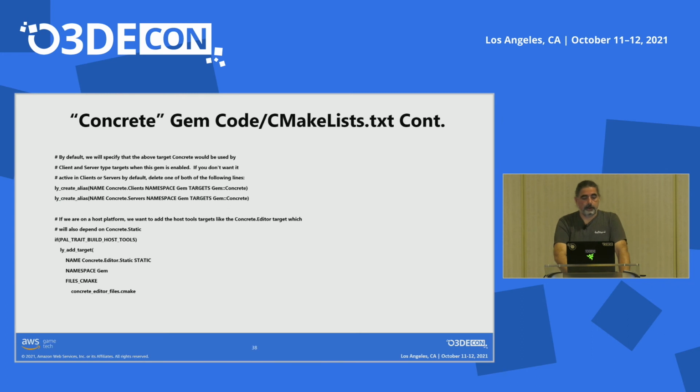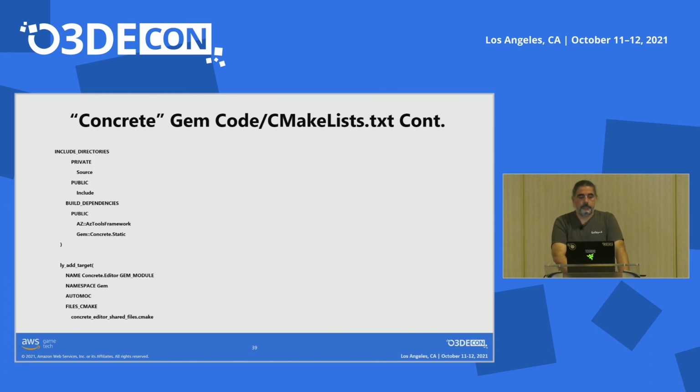So here we're adding a target, and this is for the editor. So we see Concrete.Editor.Static. Again, this is also a gem, of course, and it has the concrete_editor_files. So these are the common editor files for this gem. And then we see that there's a build dependency on Gem::Concrete.Static, which was the implementation that was above.